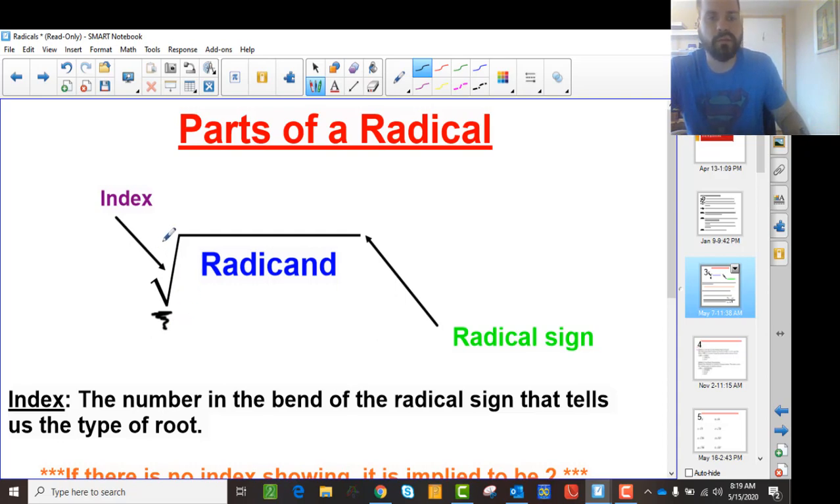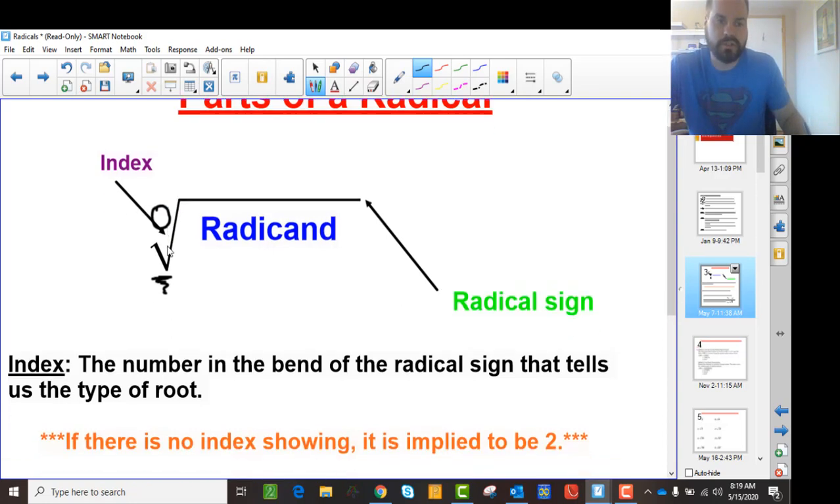But up here in this area, you will sometimes have a number. You don't always have a number, but you might. So the index of the radical is the number that tells us what type of root we're taking. You're used to square roots, so you would say, yeah, I know the square root of 81 is 9. You may have seen cube roots. So the cube root of 27 is 3, for example. You might have seen that.